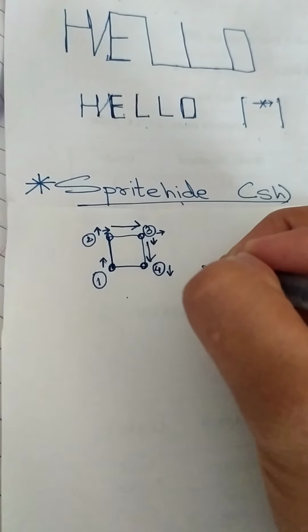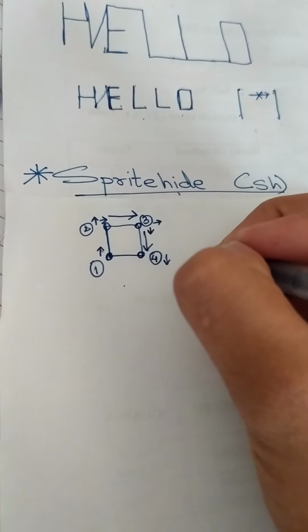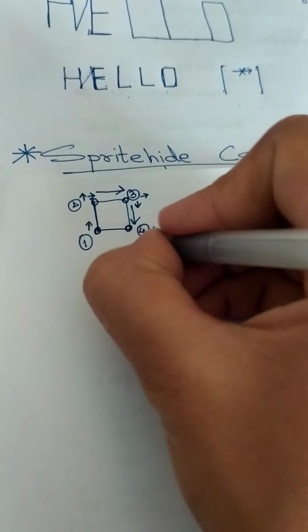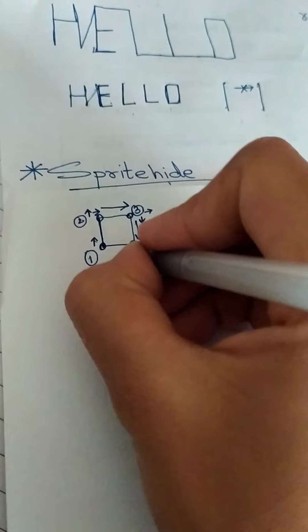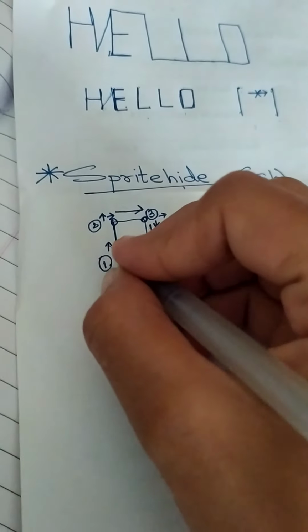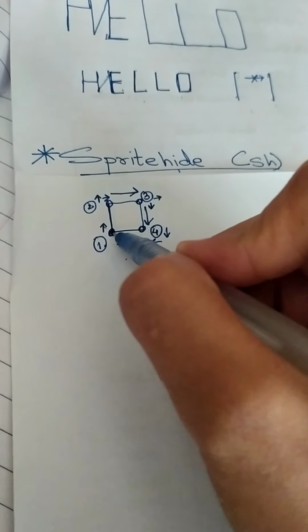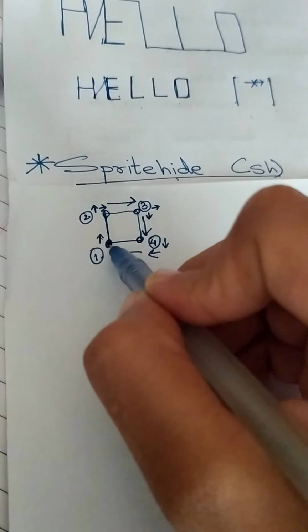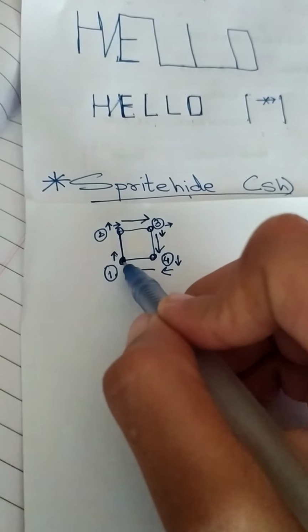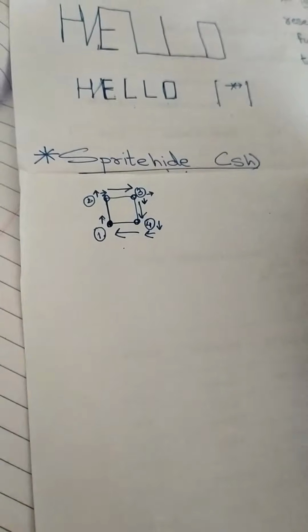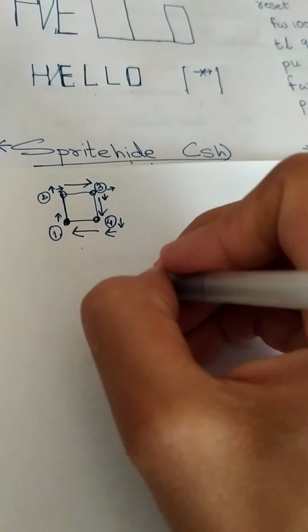So again you will turn right and then forward. So the turtle comes back on its first position over here. Yes or no? So using this spirit hide and spirit show command, what can we do?